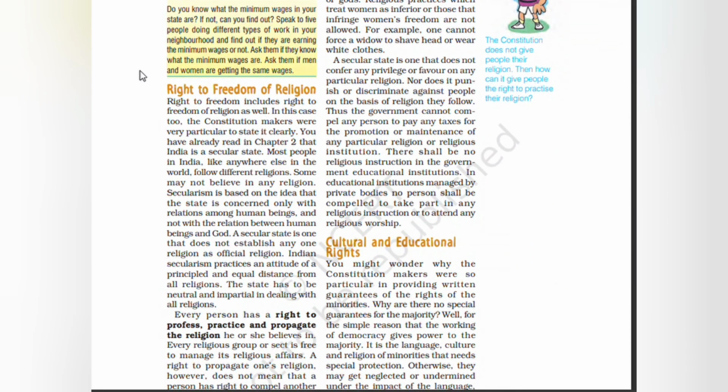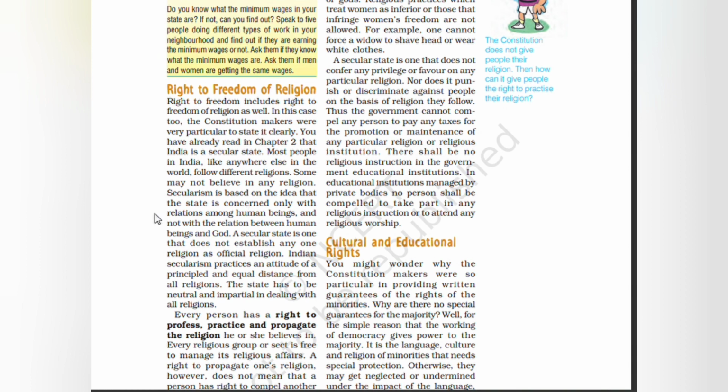Right to freedom of religion. The right to freedom includes the right to freedom of religion as well. In this case, the constitution makers were very particular to state it clearly. You have already read in chapter 2 that India is a secular state. Most people in India, like anywhere else in the world, follow different religions. Some may not believe in any religion.